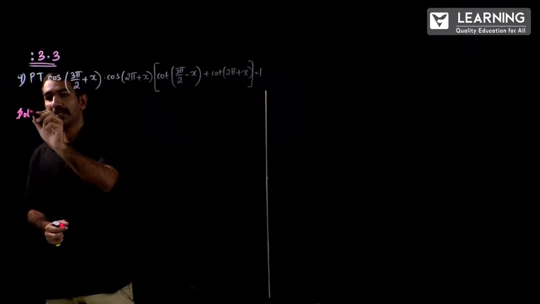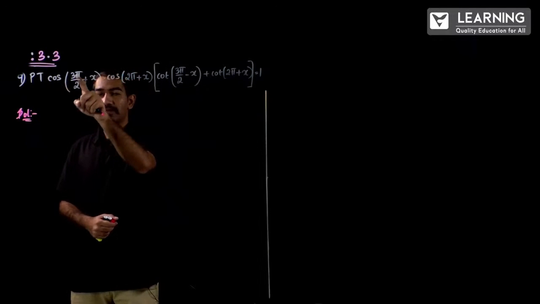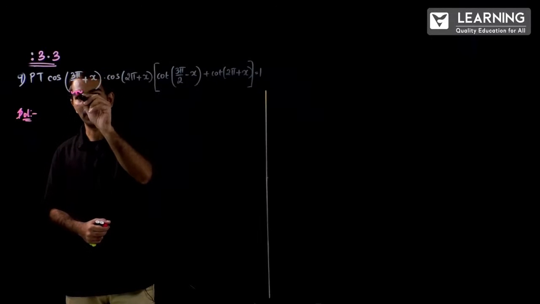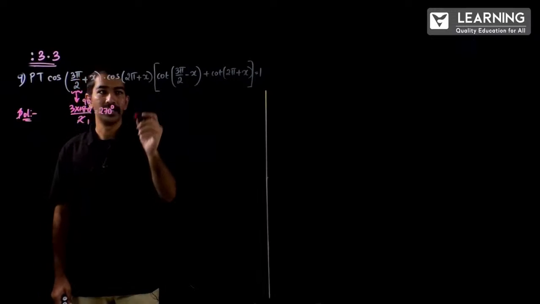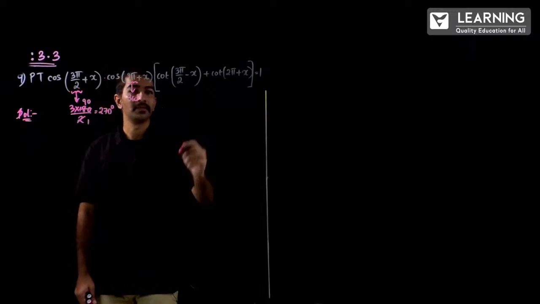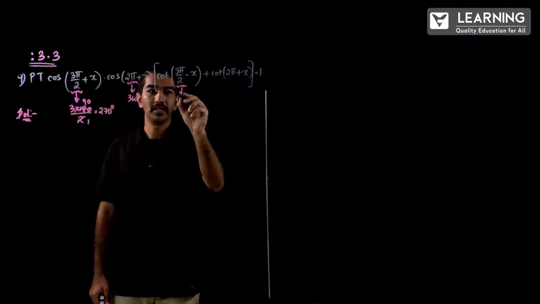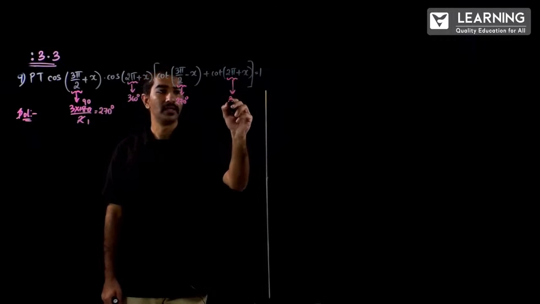Students, the concept being used in this problem is the ASTC rule only, nothing more. So cos of 3 pi by 2 plus x, what is this equal to? Let us see. 3 pi is 3 into 180, divided by 2: 2 90s, so 90 into 3 is 270 degrees. Similarly, 2 pi is nothing but 360 degrees. 3 pi by 2 is again 270 degrees, and 2 pi is again 360 degrees.